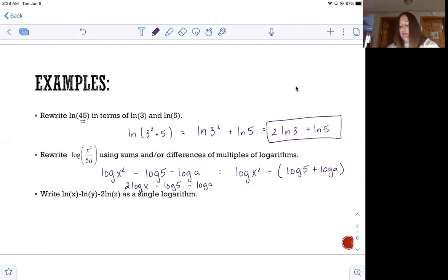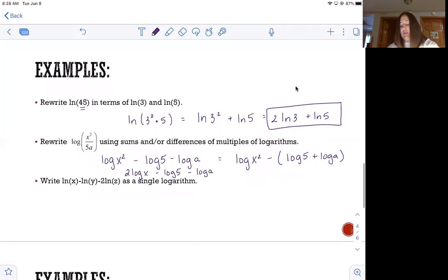Okay. Now, the next one is going the other direction. So we are condensing. We're going down to a single logarithm. Again, if it's positive, it's on the top. If it's negative, on the bottom. Single logarithm means you are only allowed to write the log one time. So make sure you do that. And then we're going to put a fraction bar in here. So again, like I said, if it's got a positive sign in front, it goes on the top. So we know x goes on the top. The y has to go on the bottom.